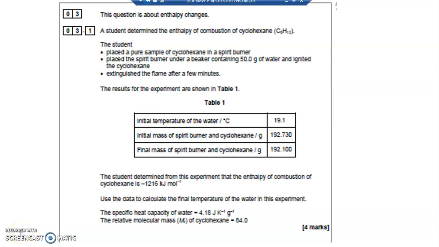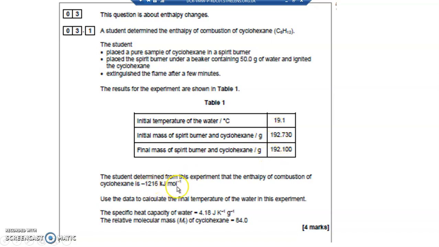Question 3. A student determined the enthalpy of combustion of cyclohexane. So let's have a look what we've got in the question. We've got 50 grams of water being heated by cyclohexane being combusted or burnt. We've got the initial temperature of the water. We've got the amount of fuel being burnt if we subtract those two numbers.